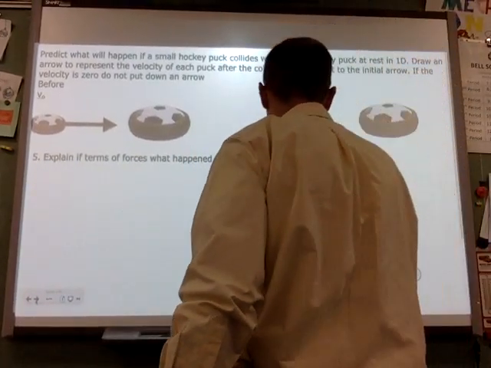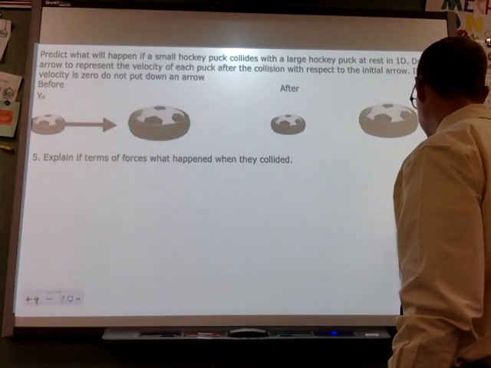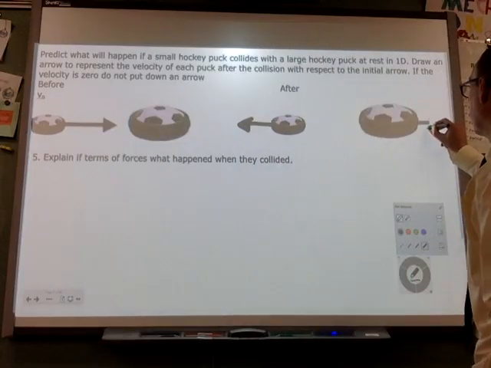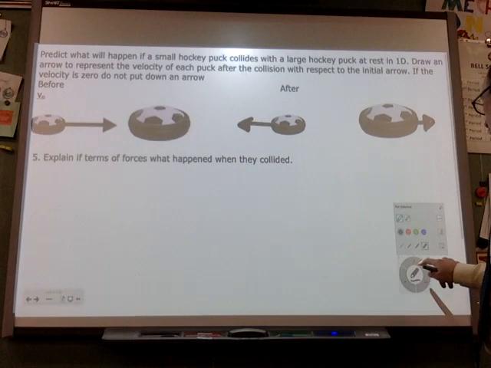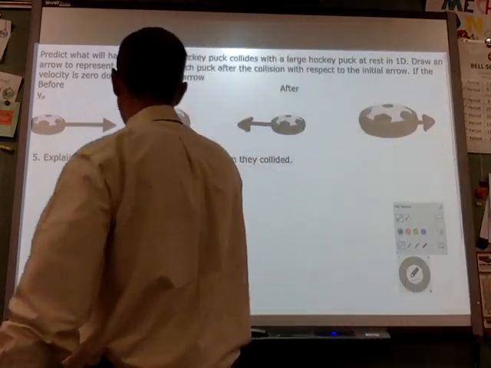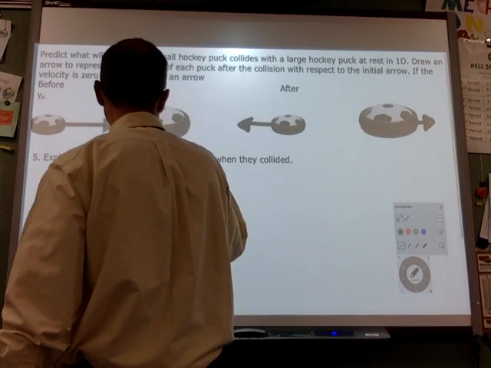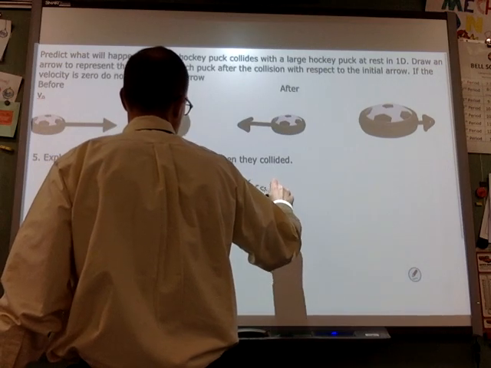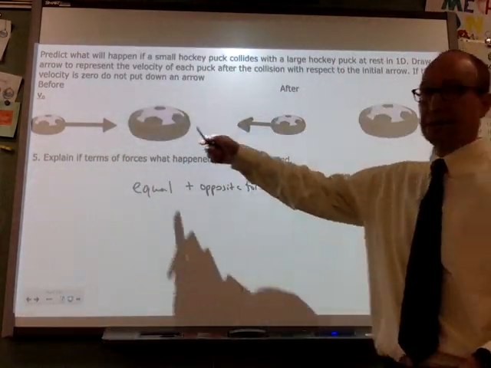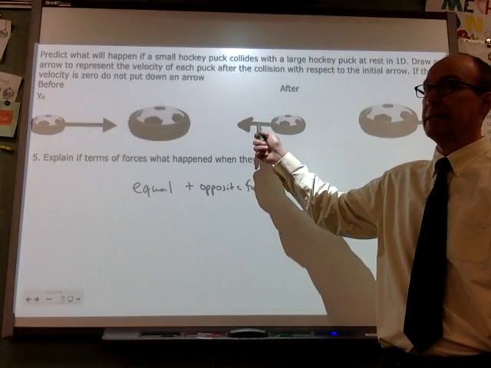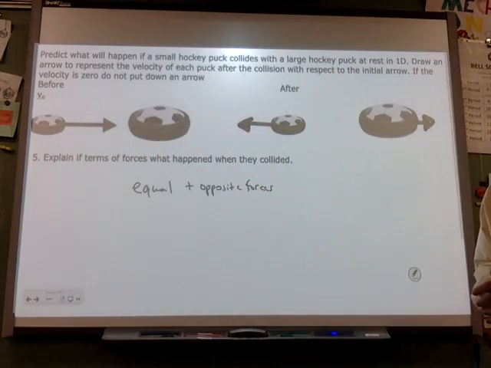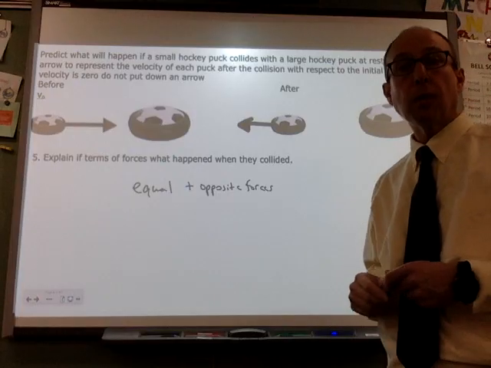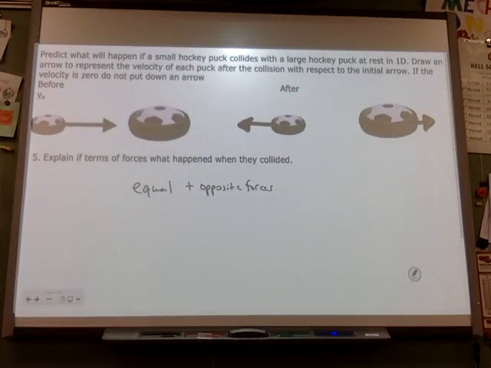All right, so what we should have seen is that the little one rebounded, and the big one moved a little bit. Why did that happen? Because when they collided, they had equal and opposite forces. So the same force on the little one was enough to cancel out this velocity and send it in the opposite direction, and that same force on the big one was just enough to give it a little bit of velocity to the side.